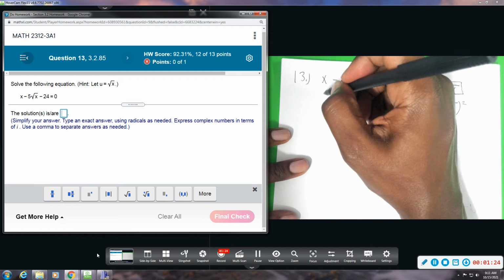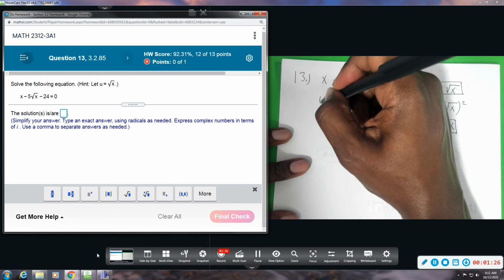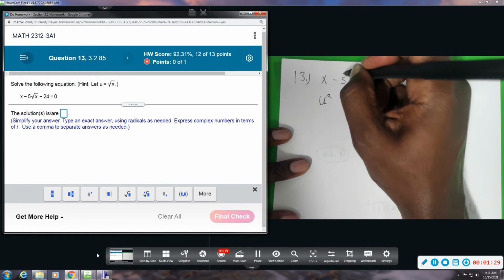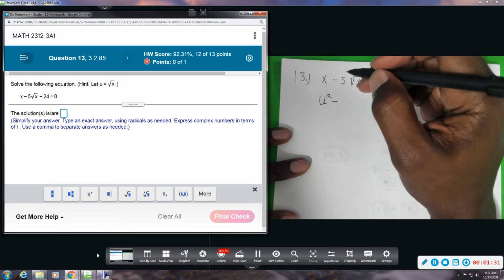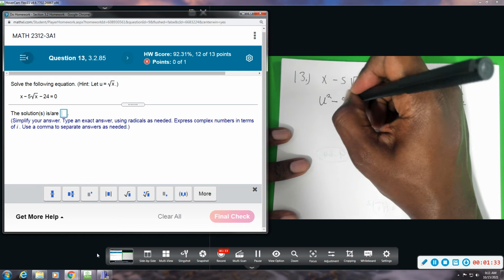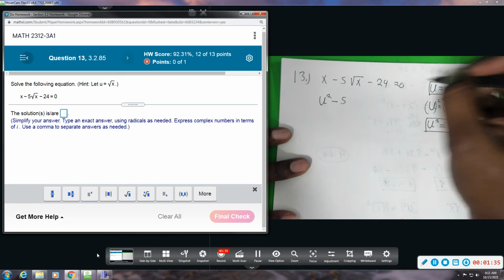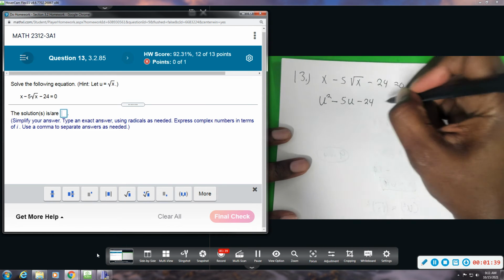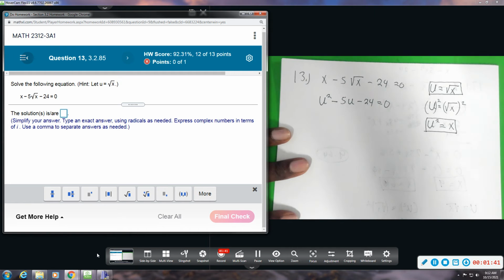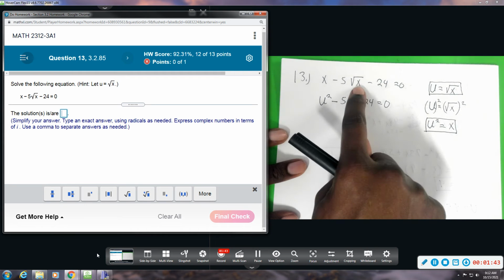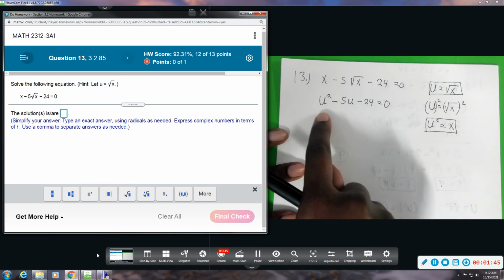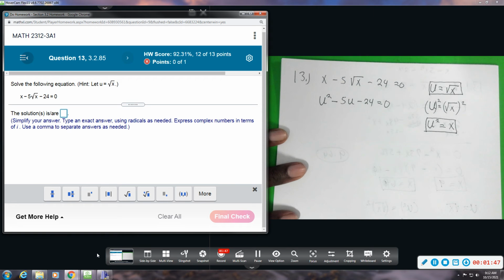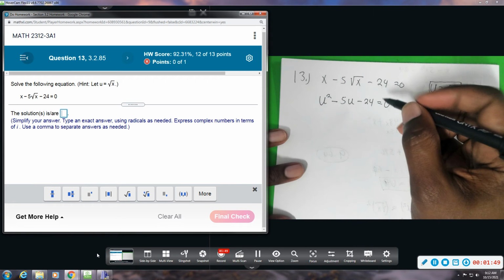So here we're going to replace this with u squared and then minus 5, and then the square root of x is going to be equal to u, minus 24 equals 0. Okay, so now it looks like a quadratic. It didn't right here, but the substitution helps us to envision it a little differently. Now we're going to try to factor this.